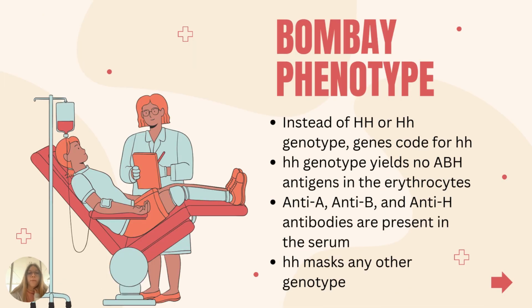However, in the case of the Bombay phenotype, this is for individuals that have a homozygous recessive genotype, so they have lowercase h at that second loci, and that is going to mask the genotype at the other loci, which is coding for A, B, all of that. So if you have lowercase h, you are not going to have A, B, or H antigens, and you're going to have all three antibodies present in your blood because it is masking every other genotype there is.